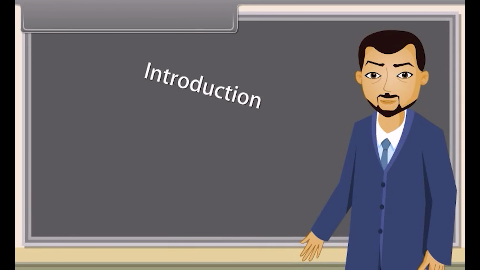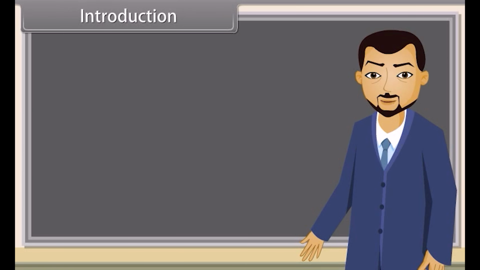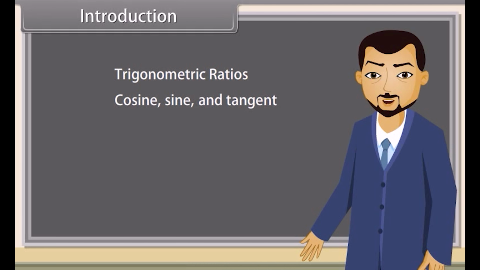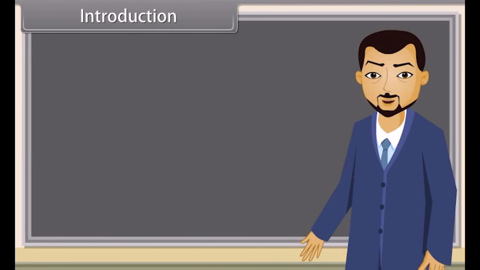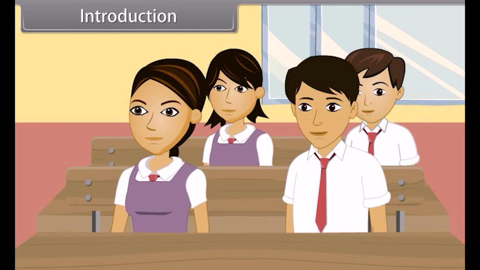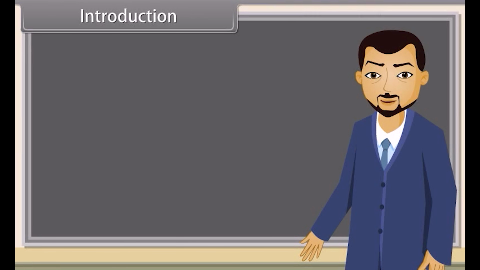Introduction. You have probably met the trigonometric ratios cosine, sine, and tangent in a right-angled triangle and have used them to calculate the sides and angles of those triangles. We define the cosine, sine, and tangent as functions of all real numbers. These trigonometric functions are extremely important in science, engineering, and mathematics.